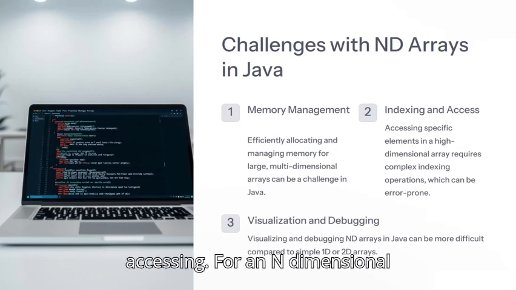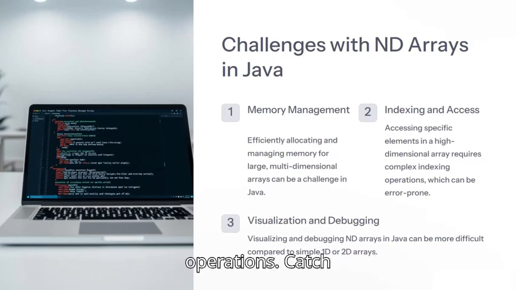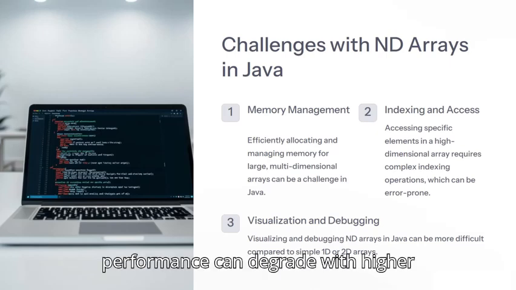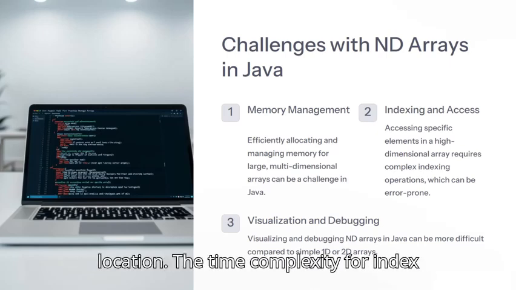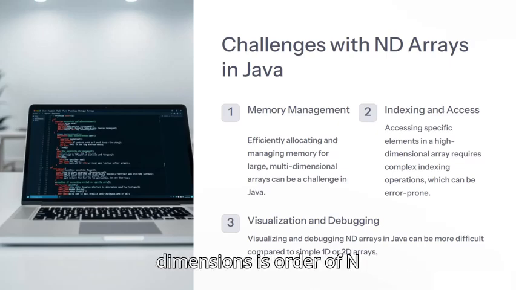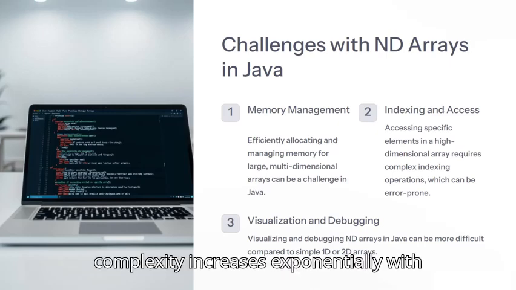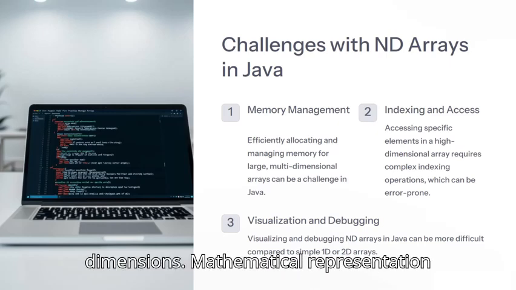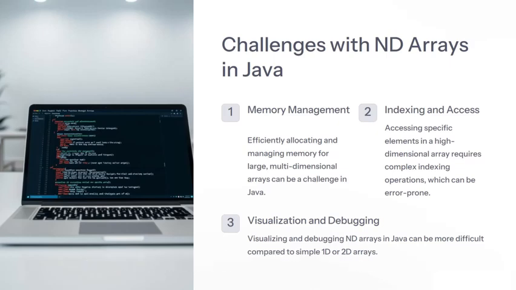Next is indexing and access. For an n-dimensional array, accessing an element requires n index operations. Cache performance can degrade with higher dimensions due to non-contiguous memory locations. The time complexity for index calculation, where n is the number of dimensions, is O(n). Visualization and debugging: cognitive complexity increases exponentially with dimensions. Mathematical representation: tensor notation becomes necessary.